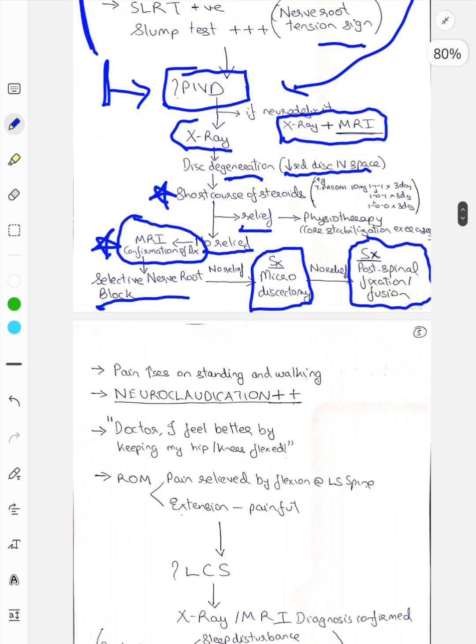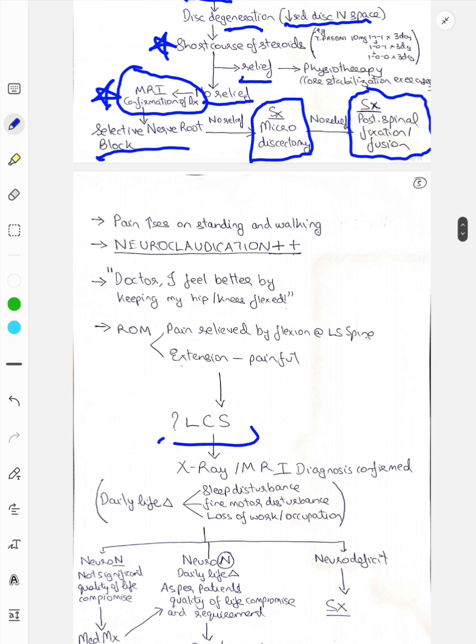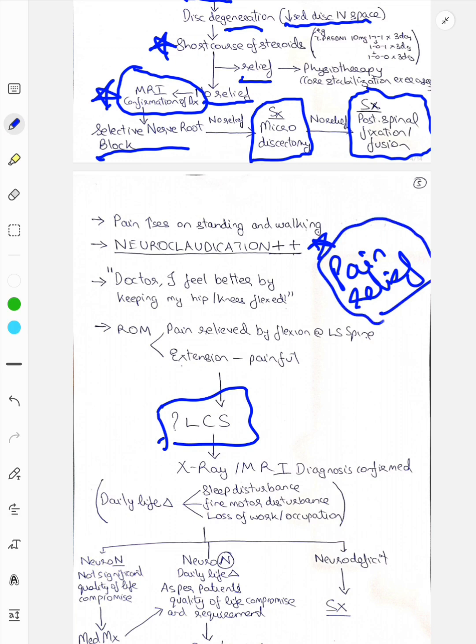Now next we are going to discuss the picture of LCS, right? The patient of LCS has a very classical and significant history of neurogenic claudication. The patient presents to OPD and says that after walking for 5 minutes, I am having bilateral lower limb radicular pain, tingling and numbness, and I have to sit. And on sitting there is significant pain relief. These are the classical words of a case of neurogenic claudication.